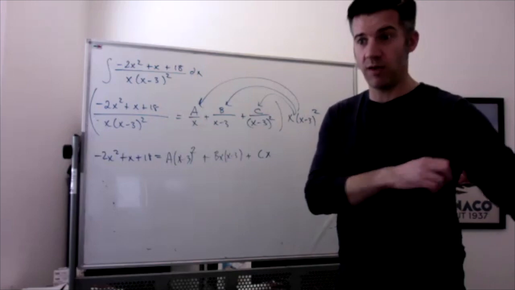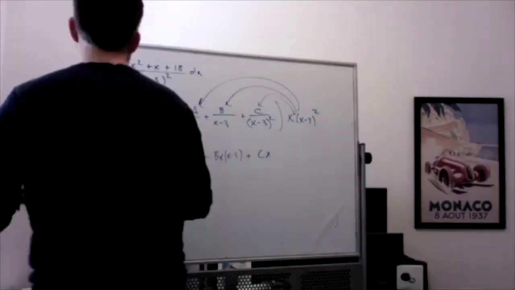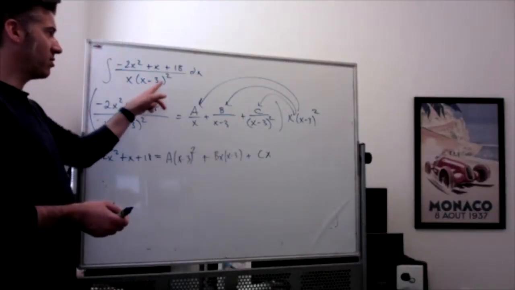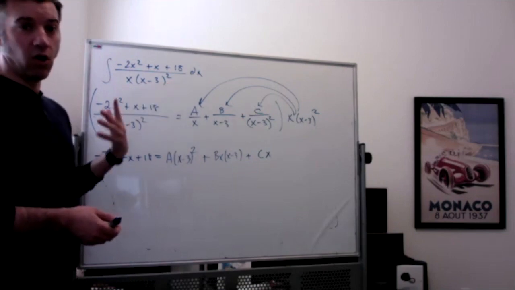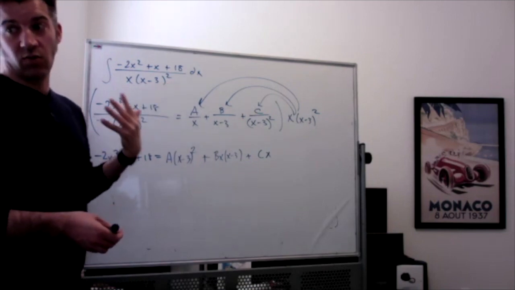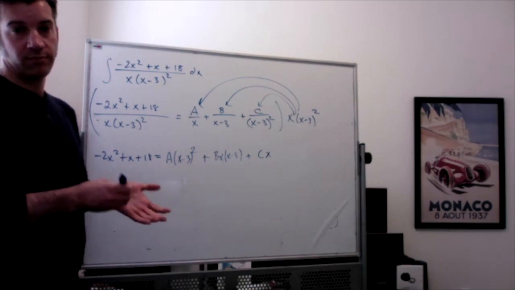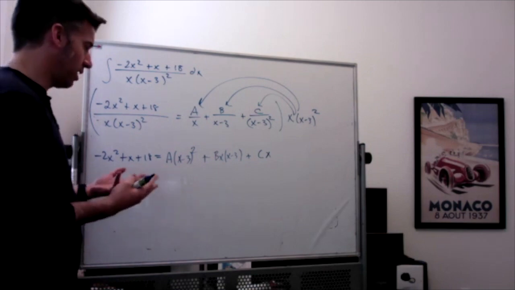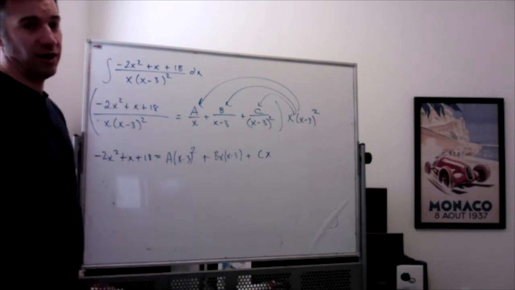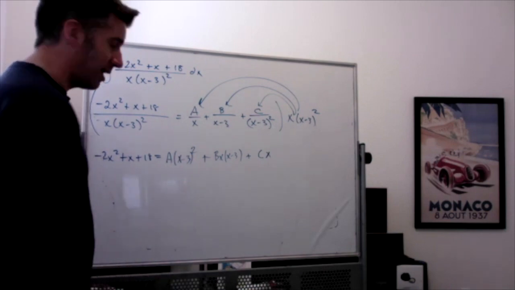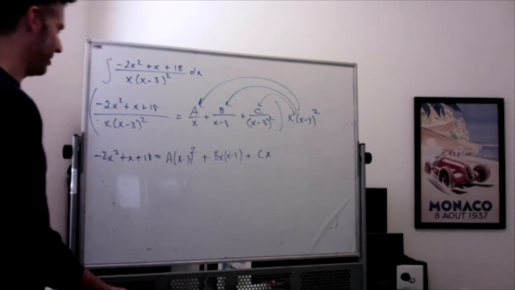And then we do our usual thing of picking convenient values of x. I will point out, whenever you have a factor that's to a higher power like this, you're always going to have to do something else because you're going to run out of convenient values.